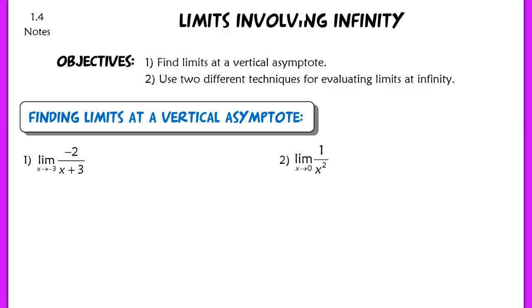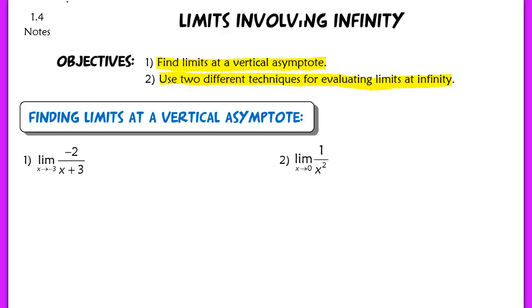This lesson is for section 1.4, titled Limits Involving Infinity. We have two objectives for today. We're going to find limits at a vertical asymptote, which is actually something we've already done a little bit. And the second objective is to use two different techniques for evaluating limits at infinity. All right, let's start with our first example.